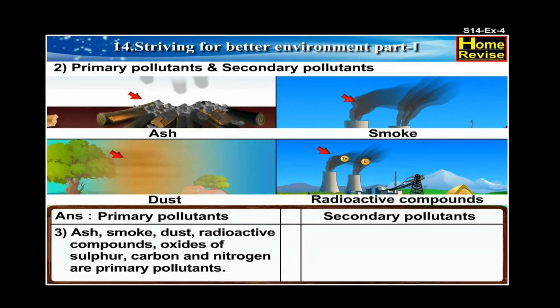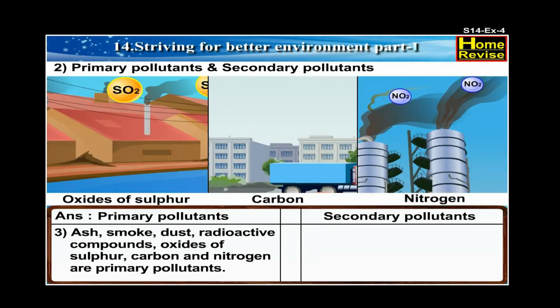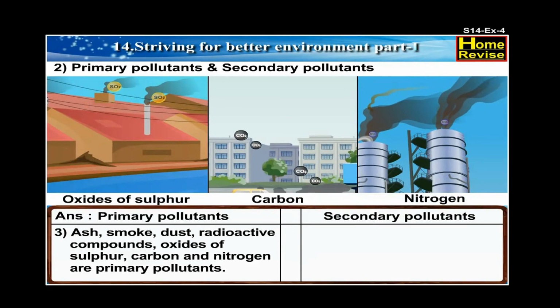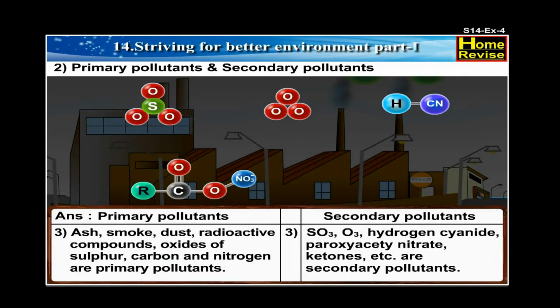And 3. Ash, smoke, dust, radioactive compounds, oxides of sulfur, carbon and nitrogen are primary pollutants, while sulfur trioxide, ozone, hydrogen cyanide, peroxyacetyl nitrate, ketones, etc. are secondary pollutants.